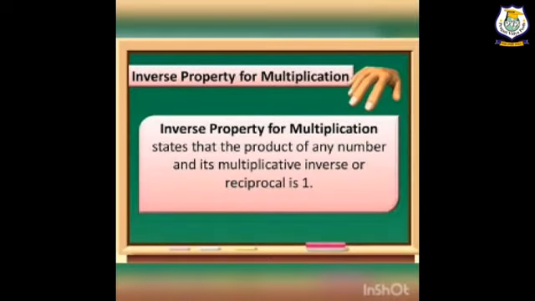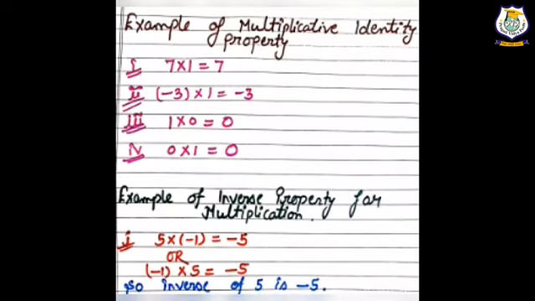Inverse property for multiplication. Inverse property for multiplication states that the product of any number and its multiplicative inverse, or its reciprocal, is 1. Example of multiplicative identity property.